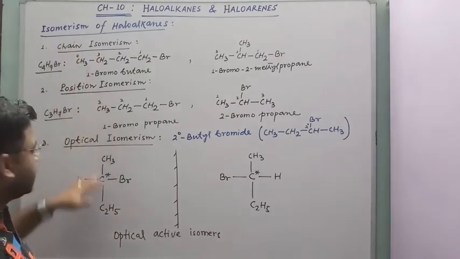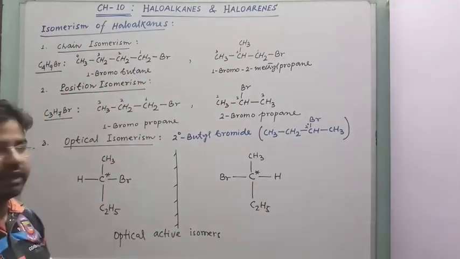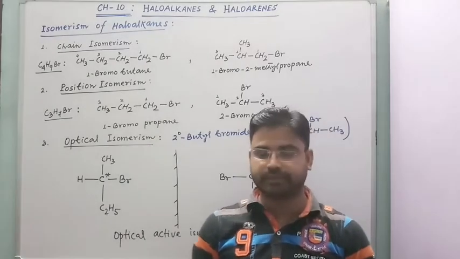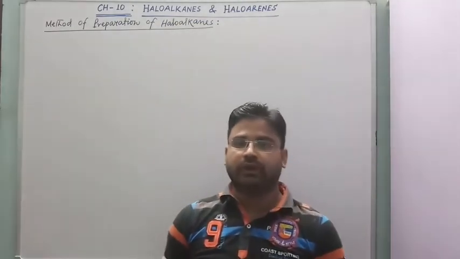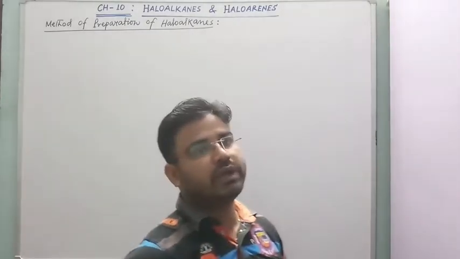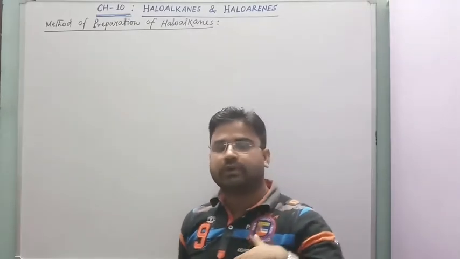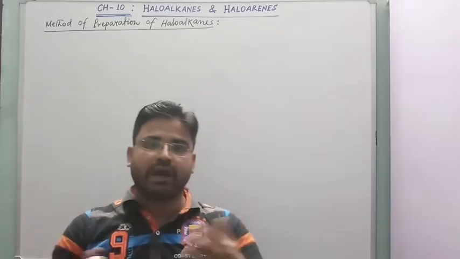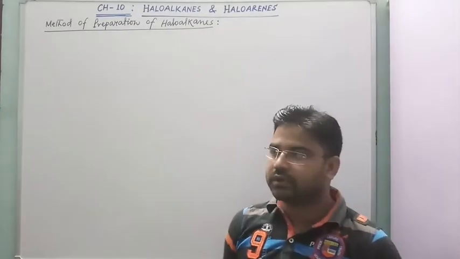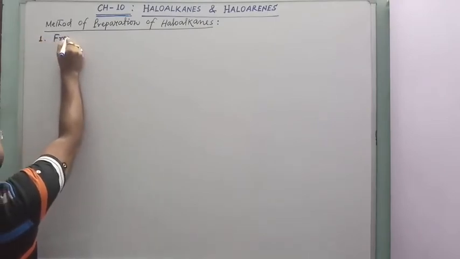So haloalkanes can show only three types of isomerism: chain isomerism or nuclear isomerism, position isomerism, and optical isomerism. Clear? So our next topic is the method of preparation of haloalkanes. Haloalkanes can be prepared from many reagents: from alkane, from alkene, from alcohols, from silver salt of acids, and by iodide exchange reaction. So there are various methods by which we can prepare haloalkane. Our first method, number one, is from alkane.